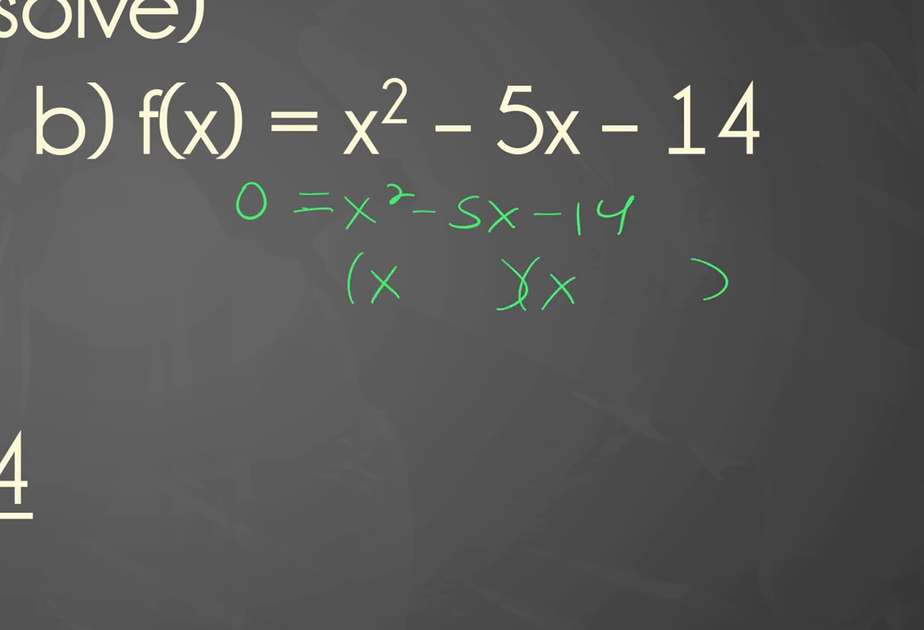What are the factors of negative 14 that sum to negative 5? Isabel? Negative 7 and positive 2. Good. And then we're going to split and solve this. Set them each equal to 0. And I get x equals 7 and x equals negative 2.